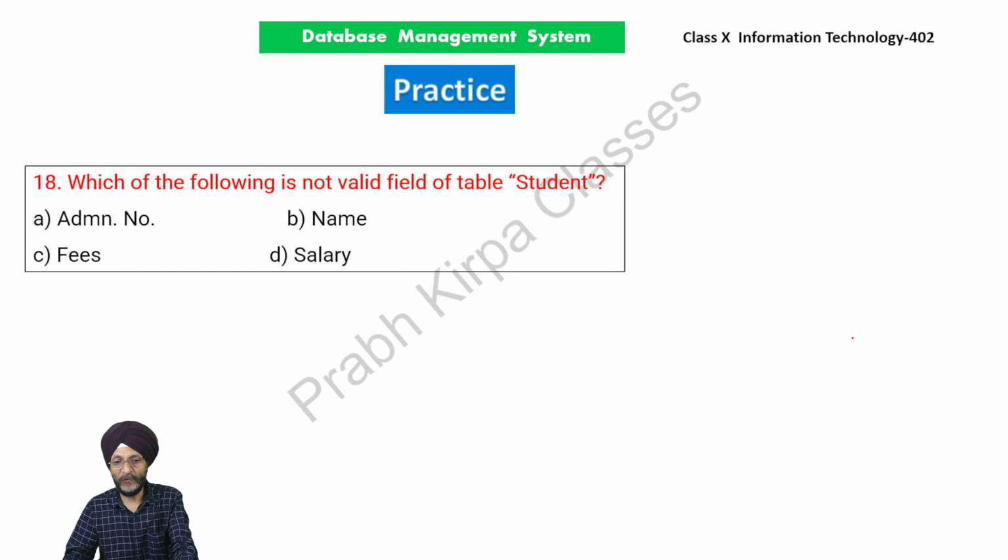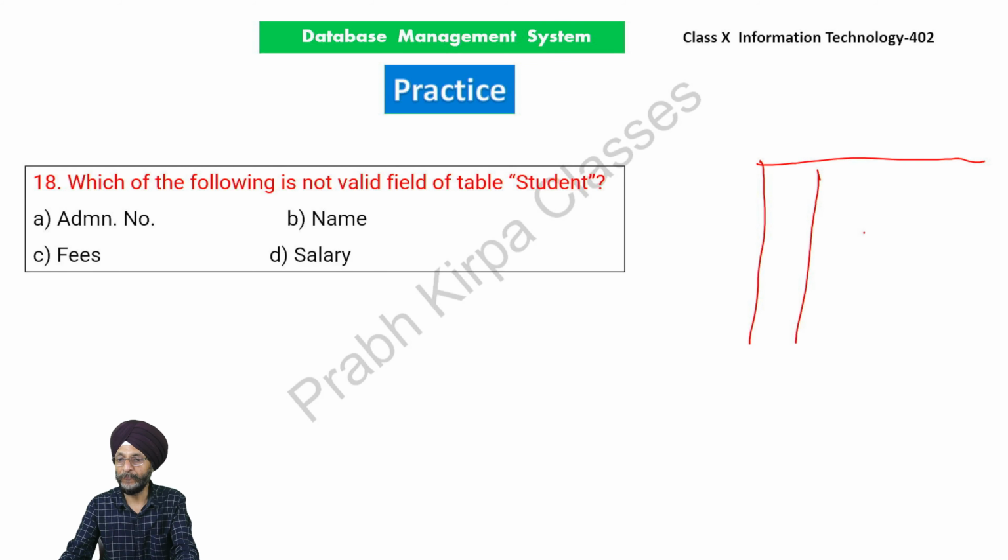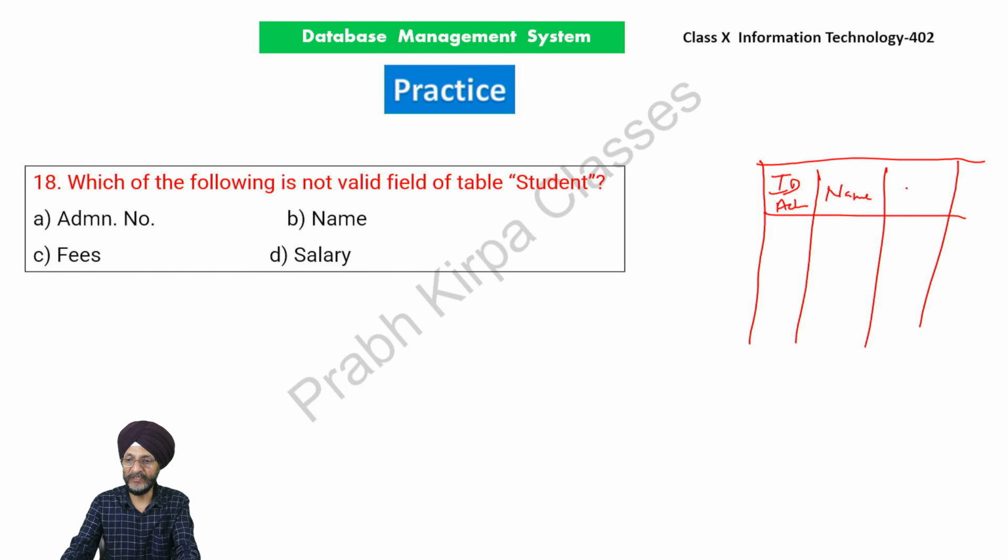Next, which of the following is not a valid field of student? Suppose if we want to create a student table, we mention here student ID or admission number. Here we mention his name. Here we mention his fees, whether paid or not. Is the student given any salary? No. Student is not given any salary. It is only given to employees. So our answer is salary is not the valid field.